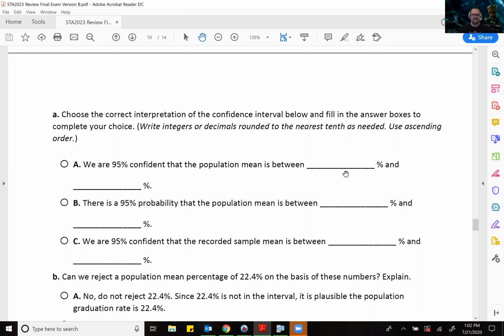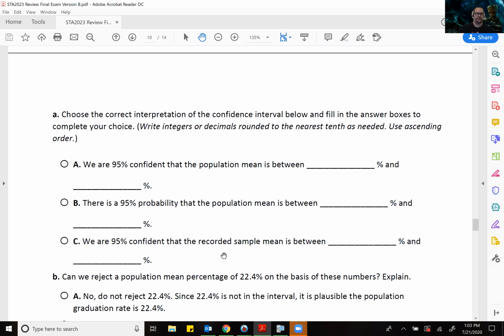And writing the sentence, we are 95% confident that the population mean is between, our lowest value was 37.6%, and our highest value was 47.6%. And there you go. Part B.